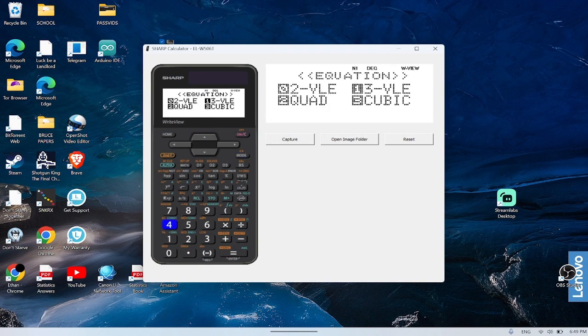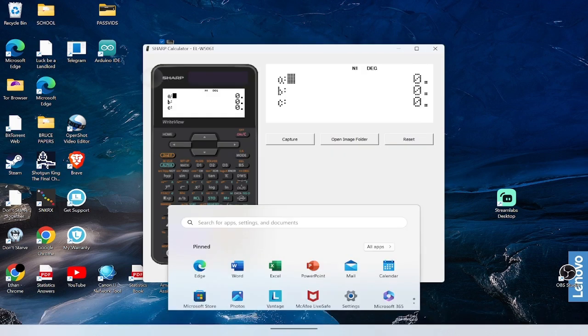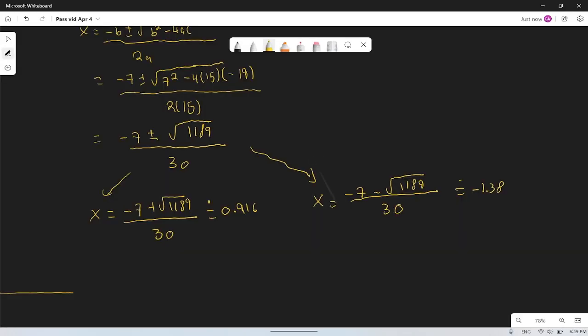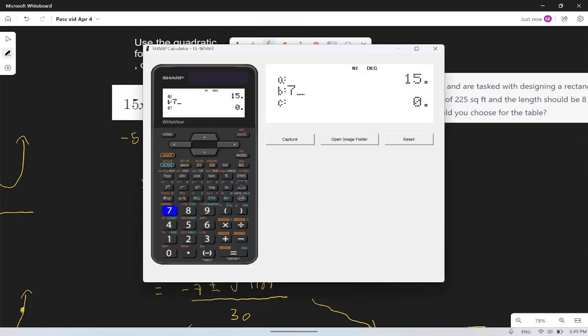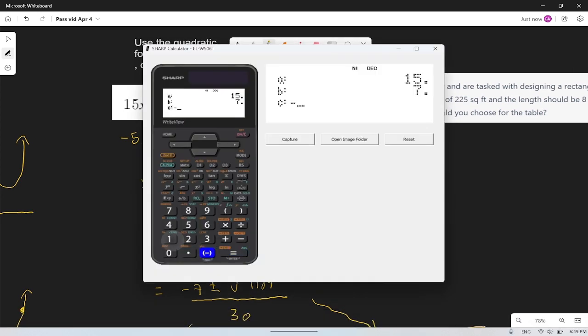This time we'll go to equation, quadratic. Our a was 15. What was our b value? 7 and then 19. -19. It equals, and then you can see our x values 0.916 and -1.38.